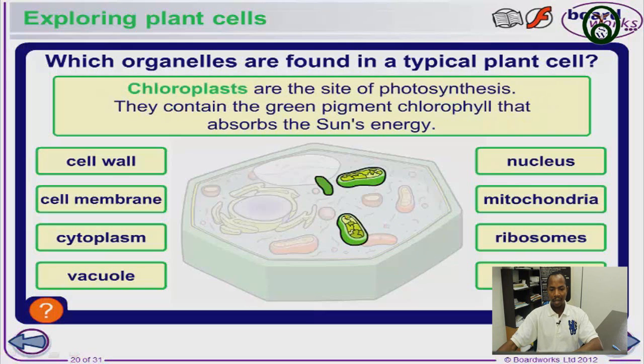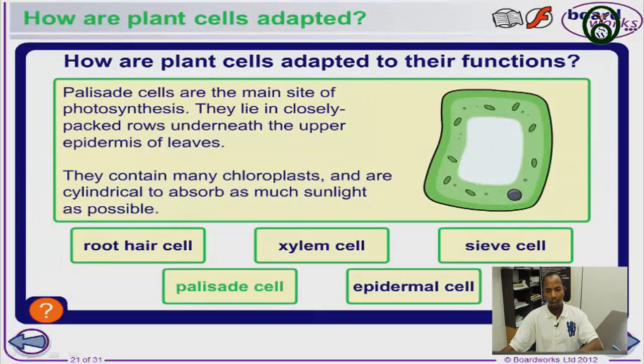Okay, what about the chloroplasts? The chloroplasts are the site for photosynthesis. This is where the plants manufacture their own food because they contain chlorophyll, which is a green pigment that helps to trap sunlight energy. Now let's move on. How are the plant cells adapted to their environment?